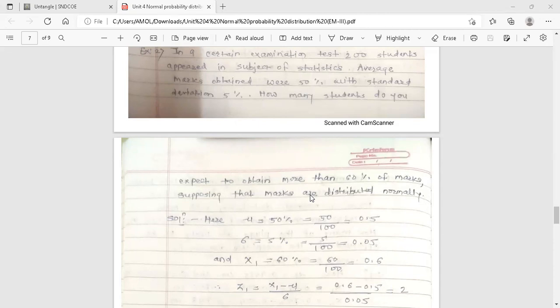Now the average marks obtained were 50%, which means the value of mean is given, it is equal to 50%. Write in the solution, mu is equal to 50%. 50% means 50 upon 100. You simplify this and the answer is 0.5. So the mean is 0.5.